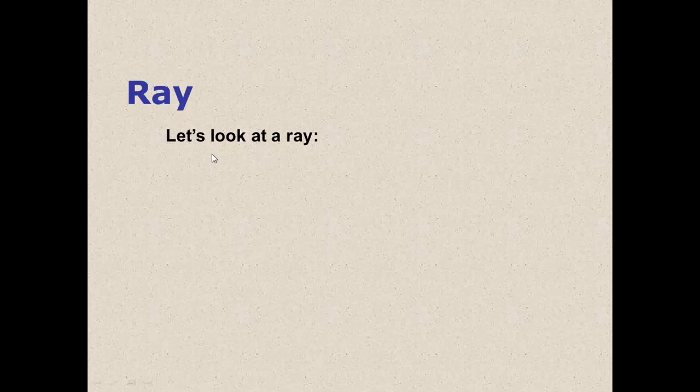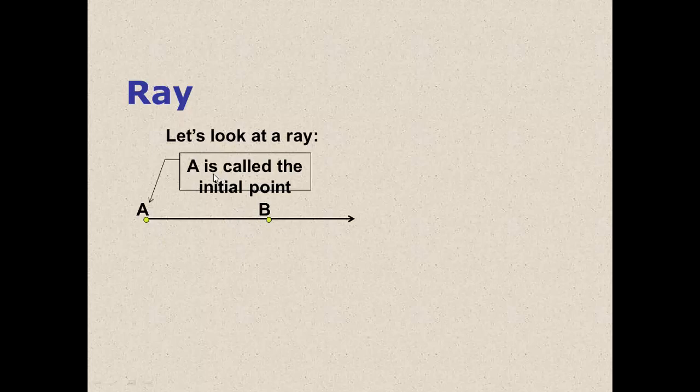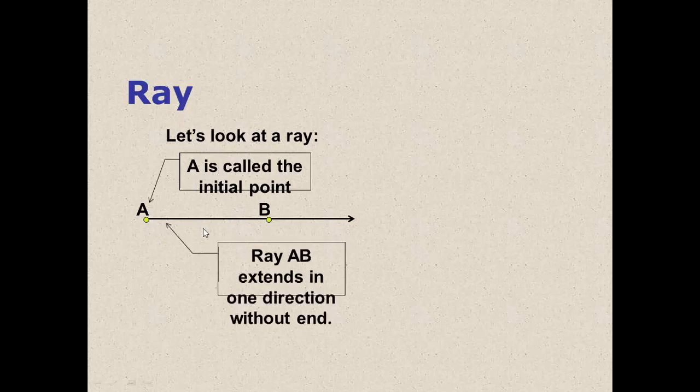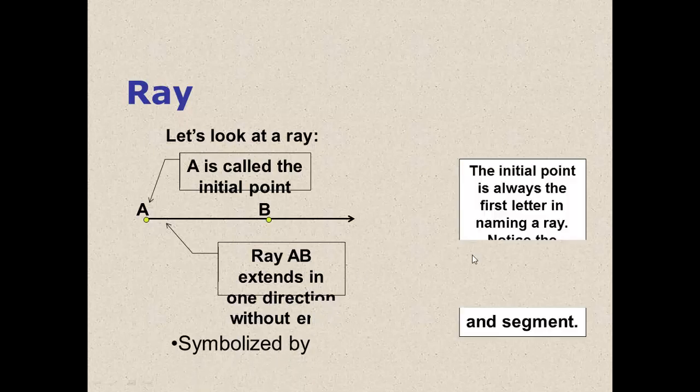Ray. Let's look at a ray AB. A is called the initial point. Ray AB extends in one direction without end, symbolized by this. The initial point is always the first letter in naming a ray.